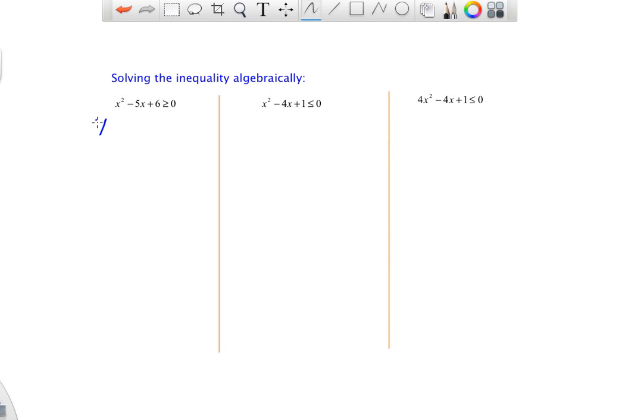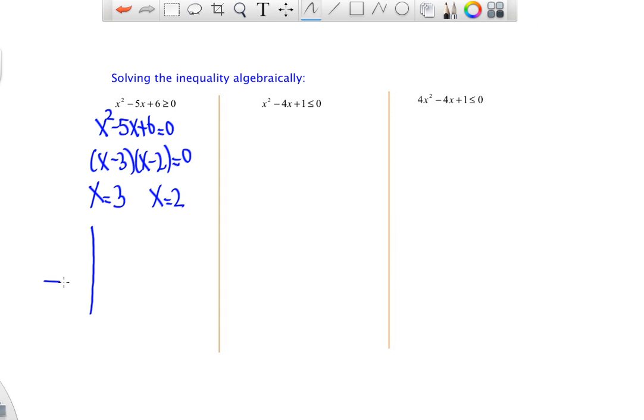Okay, so I'm going to pretend that it's an equation. I'm actually going to solve this for equal to 0. I can factor this one, I think. (x - 3)(x - 2) = 0. So the two answers that I get for equal are at 3 and at 2. Okay, and this is why I did the little graph.